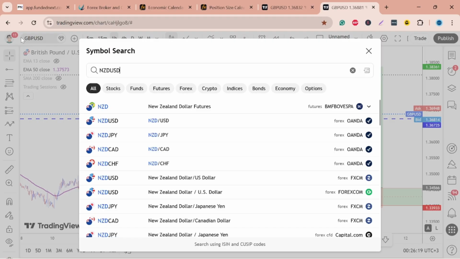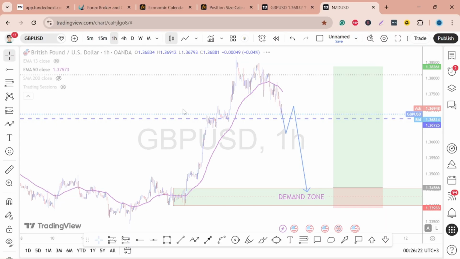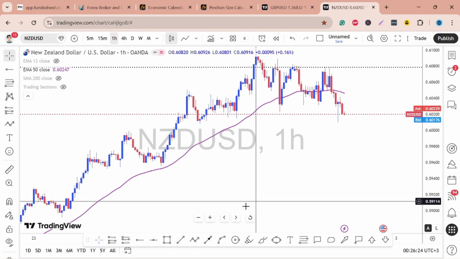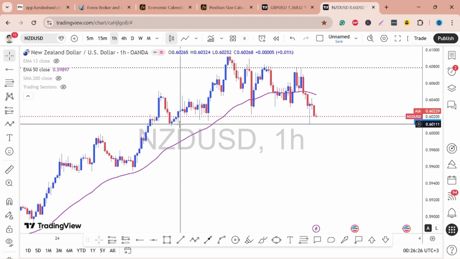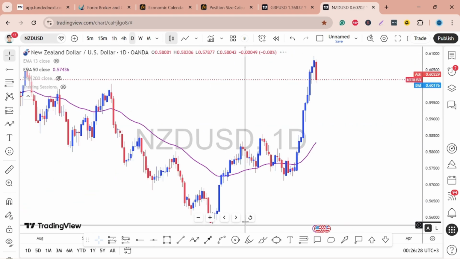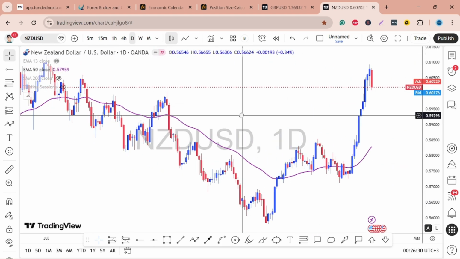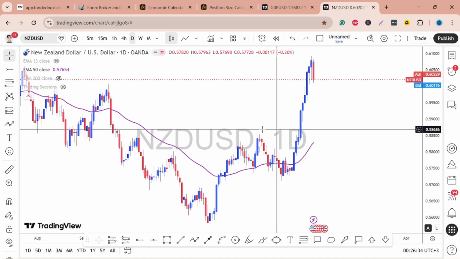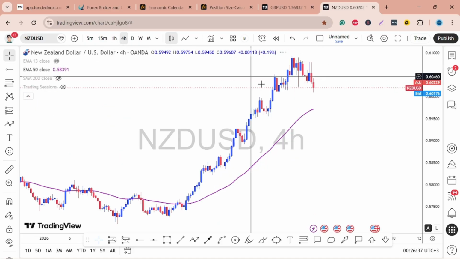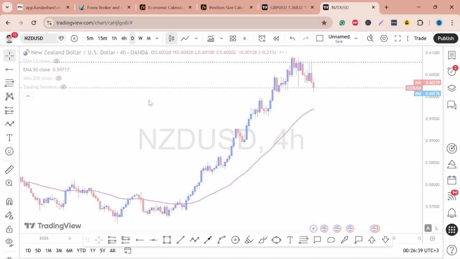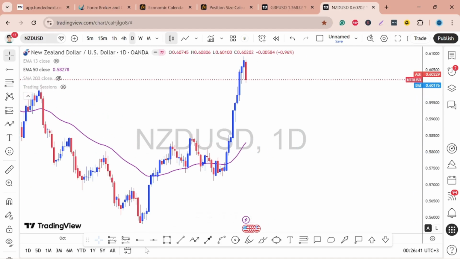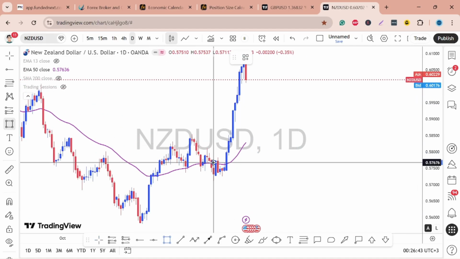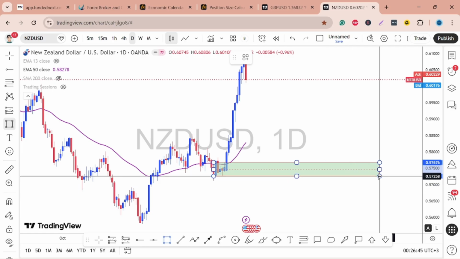Let's look at NZUSD. NZUSD is a similar case to GBP USD. From the daily perspective, we had a daily bearish engulfing pattern close. Moving to the lower time frame, let's look at where price would be reacting on this. We have a demand zone on this level here.